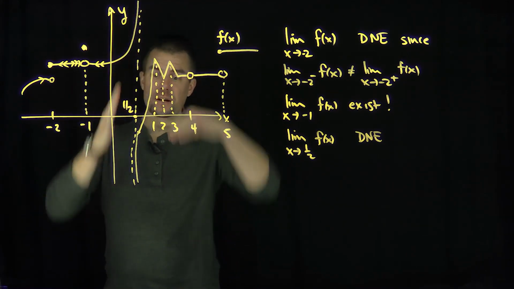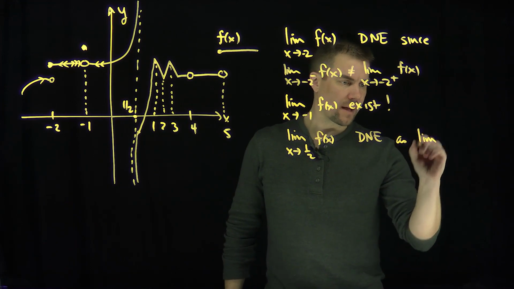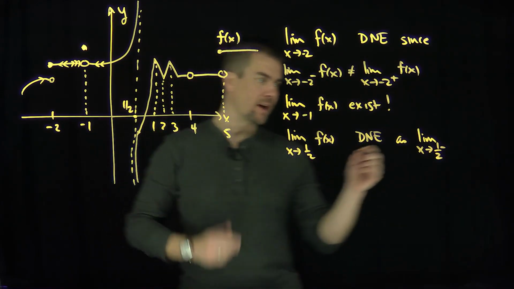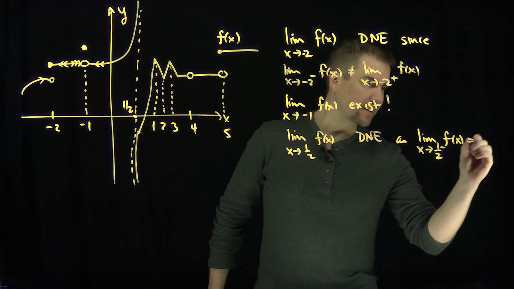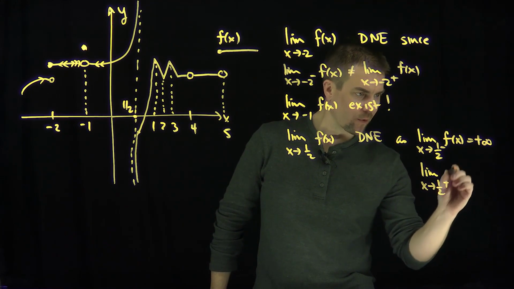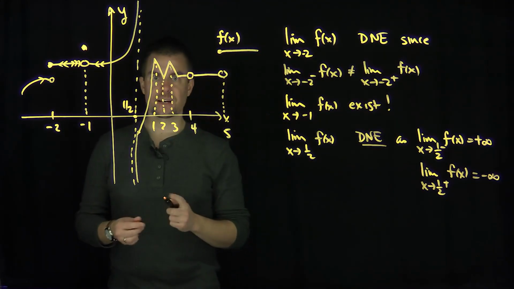One goes to positive infinity and the other one goes to negative infinity. The limit as x goes to 1/2 from the left of f of x is going to give you positive infinity, and the limit as x goes to 1/2 from the right of f of x is going to give you negative infinity. Therefore, the limit as you go to 1/2 does not exist.